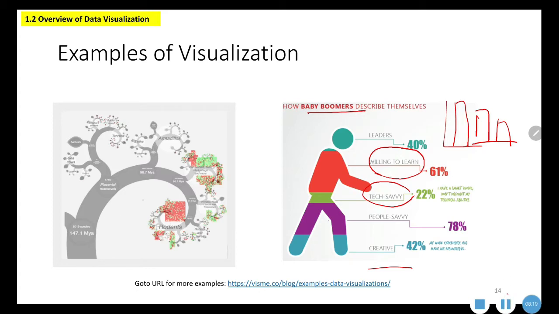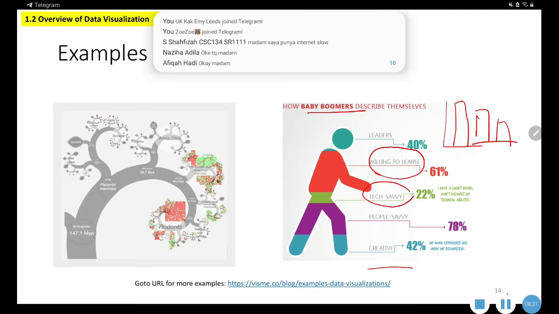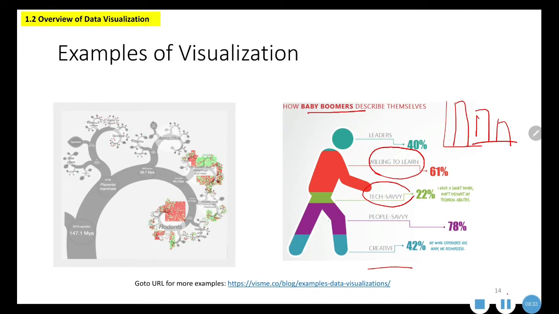And this diagram is to show you the numbers of species population of mammals, from about million years ago. It represents the data using these three branches, which is quite unique, right? And the colors here also represent the population of those animals.